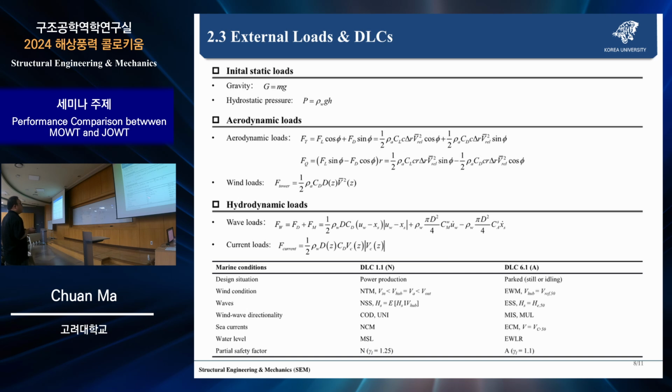And these are the design load cases. This slide shows design load case 1.1, which is for the power production conditions. And design load case 6.1 is for the parked conditions under the extreme environment condition. We can check it from the DNV code or the IEC code.